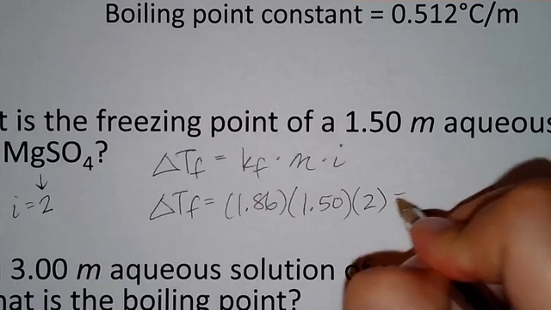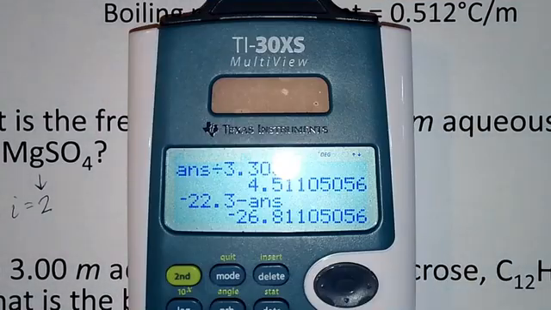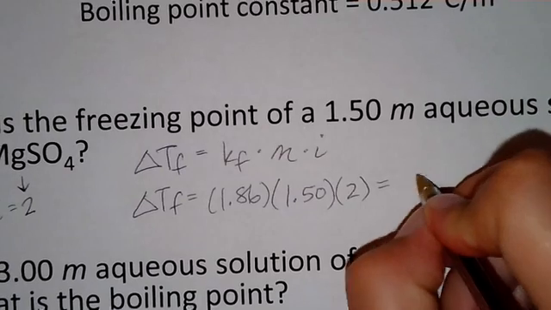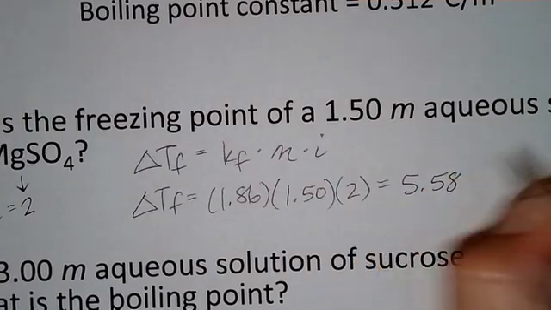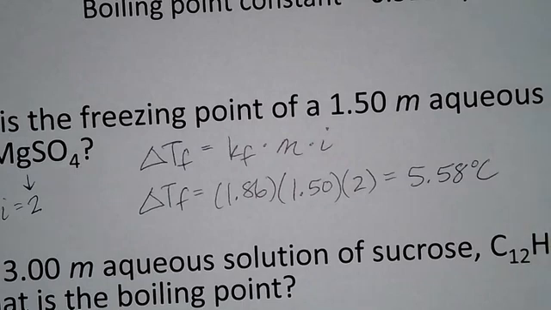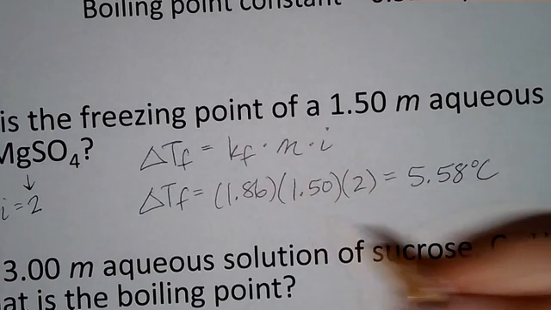5.58 for our change in freezing point. And since the freezing point of the solvent alone is 0, our new freezing point is 0 minus the change, so negative 5.58 degrees Celsius.